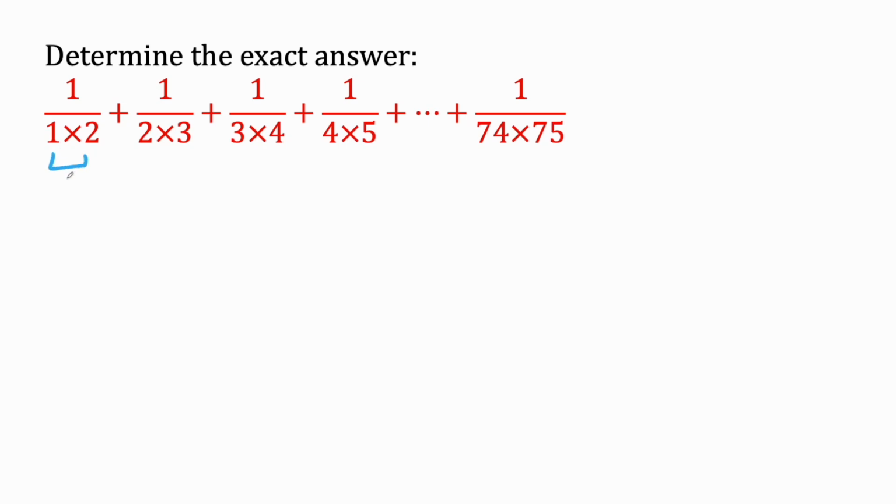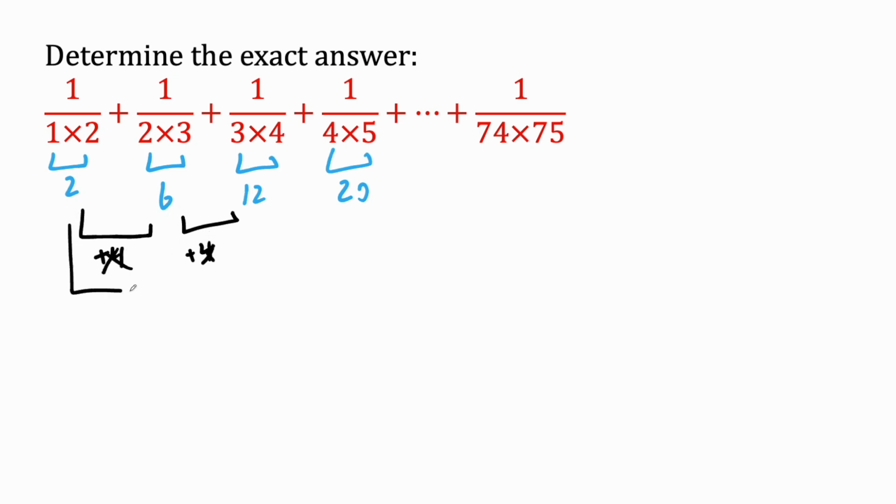So 1 times 2 is 2, 2 times 3 is 6, 3 times 4 is 12, and 4 times 5 is 20. And then I can check, maybe I'm adding each time. So I add 4. Will adding 4 work? Well, it doesn't. 6 plus 4 is 10. So this is not right. But maybe we multiply by 3 each time. So 2 times 3 is 6, but 6 times 3 is 18. So that also doesn't work.